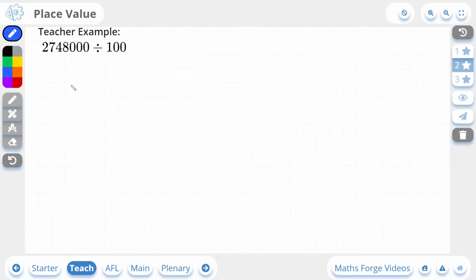So let's see. We're going to have 2,748,000. And since we're dividing by 100, we can cross out the 2 zeros at the end, leaving us with 27,480.